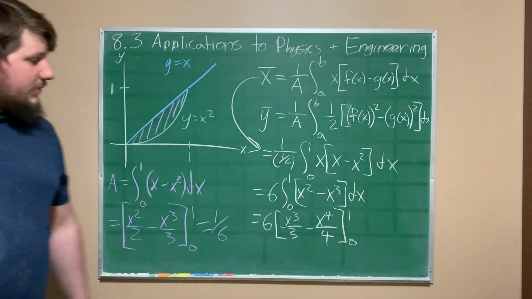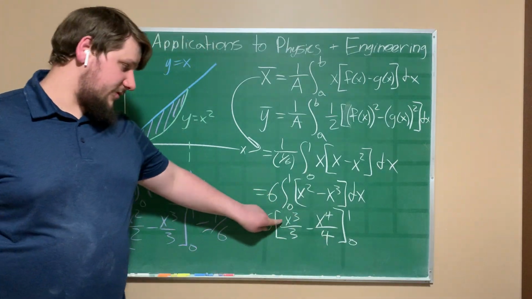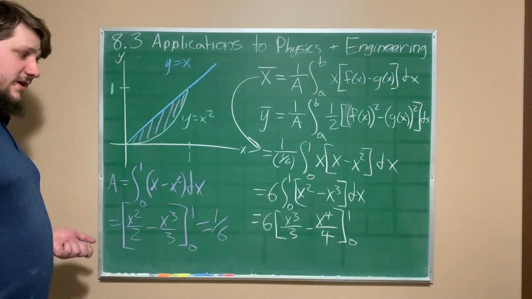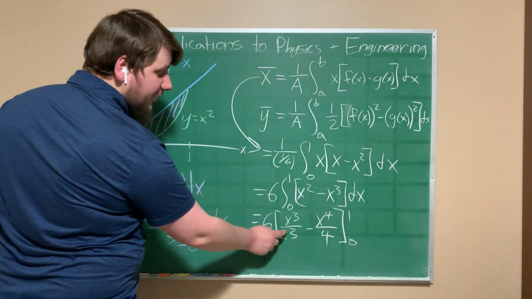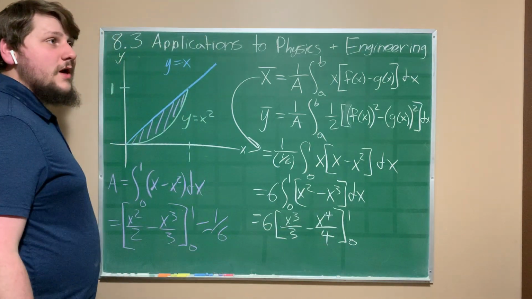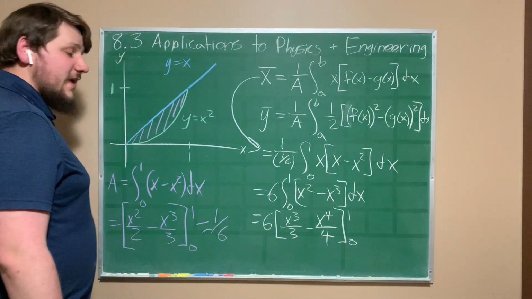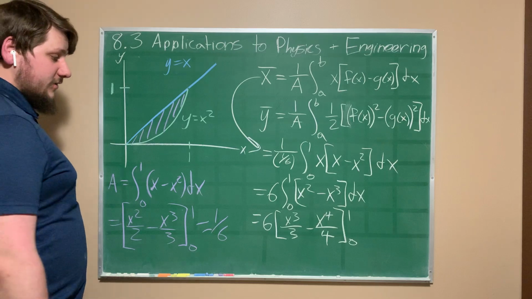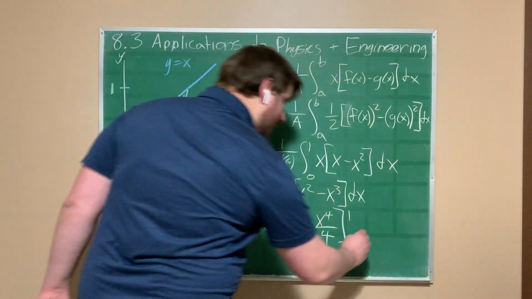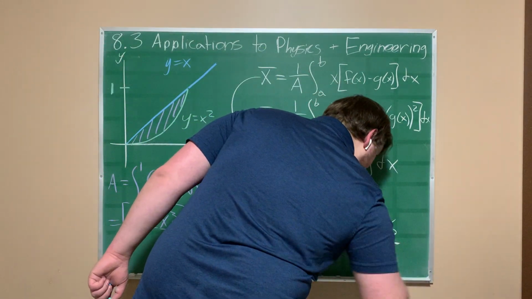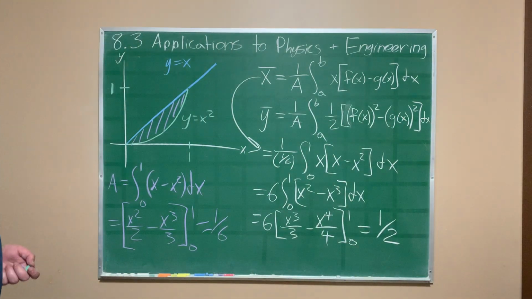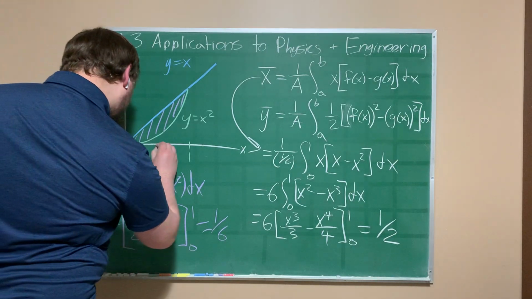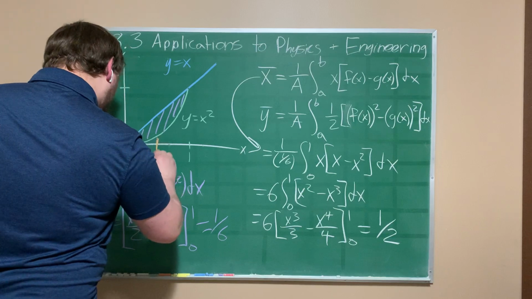And once again, when we evaluate at 0, we're going to just have 0 minus 0, so that one doesn't contribute here. But when we evaluate at x equals 1, we're going to have 1/3 minus 1/4. That's going to come out to be exactly 1/12 when we're done. So we're going to have 6 times 1/12 comes out to be exactly 1/2. So this 1/2 is going to be the x-coordinate of the center of mass here. It's going to be exactly halfway between 0 and 1.